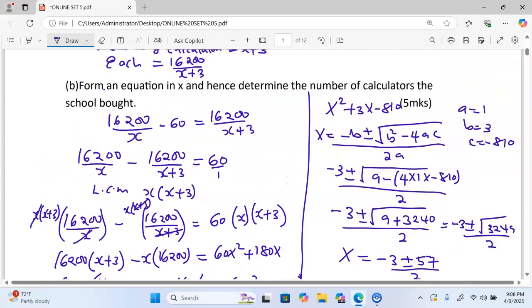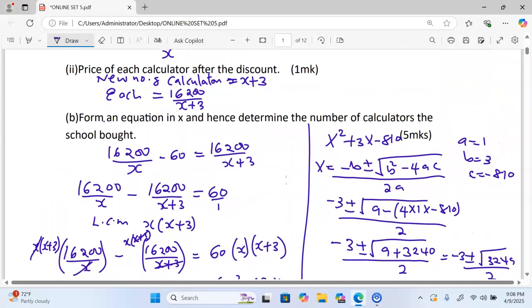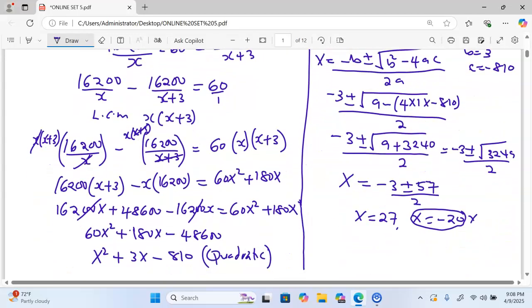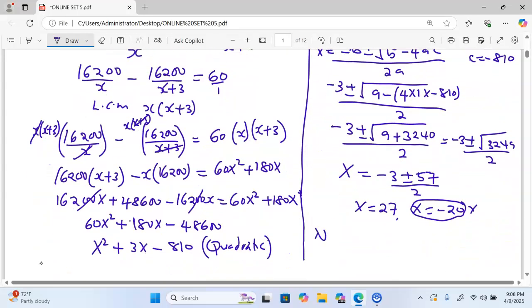But according to the question, we are supposed to calculate the number of calculators that were bought, and the number of calculators that were bought will be equal to x, which is 27. Remember, we were able to buy 3 more calculators, and this one will give us 30 calculators.